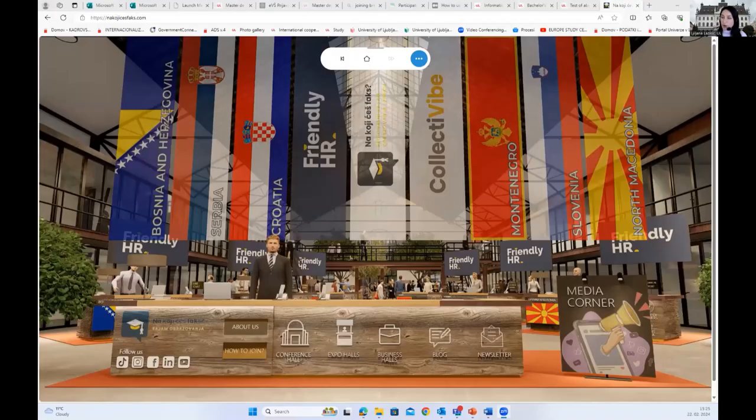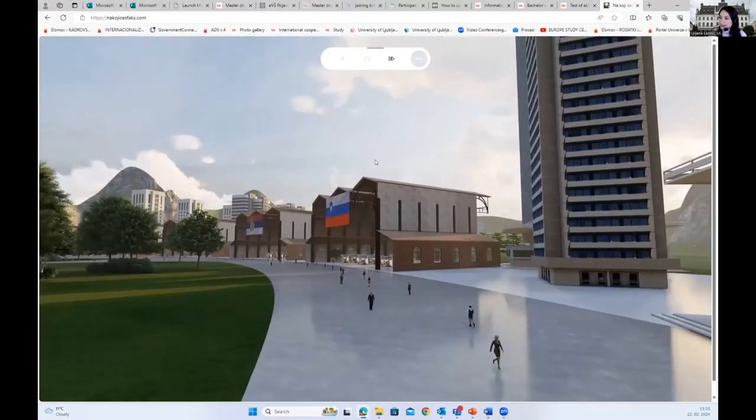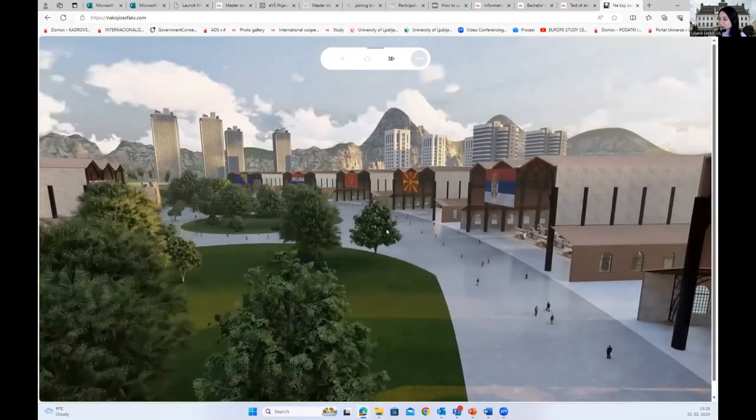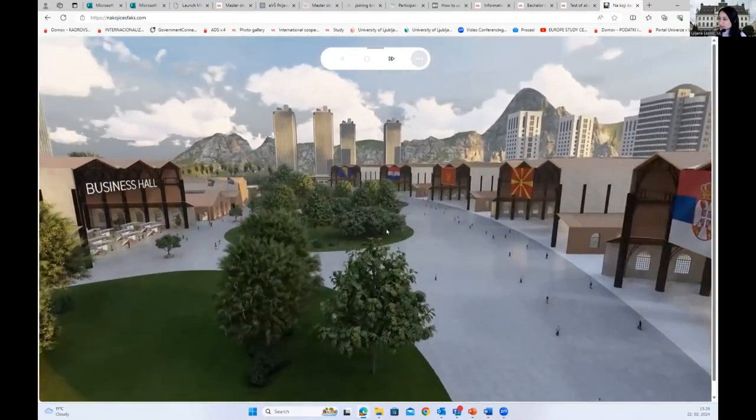Now I would also like to share my screen with you and quickly show you what this virtual fair looks like, just in case some of you do not know about it. So I hope you can see my screen. Christian, we can see the virtual fair, right? So, okay, I will start from the beginning. So this is the virtual fair. This is what it looks like.